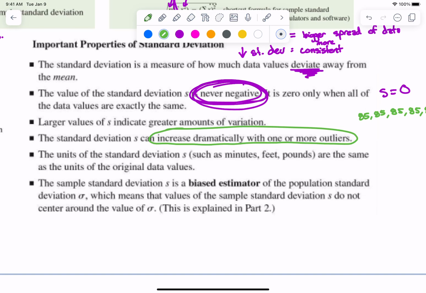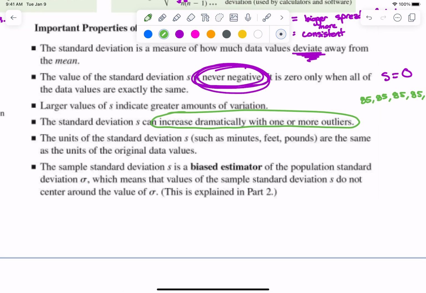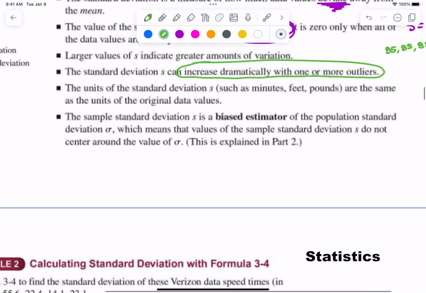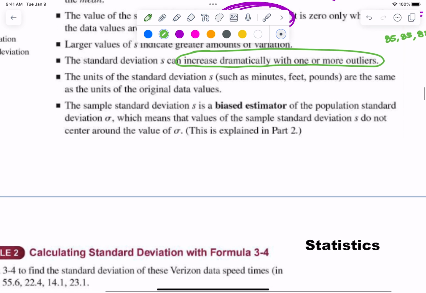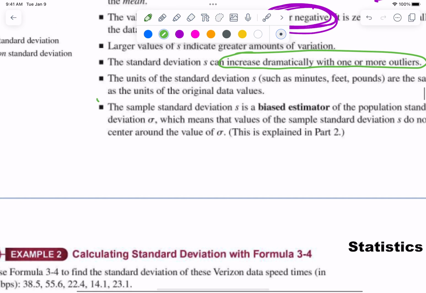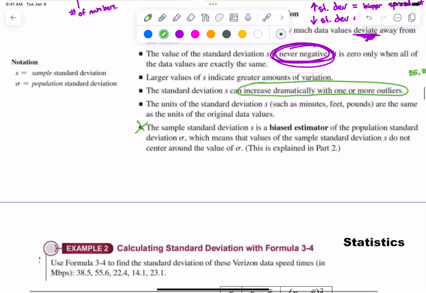Units of standard deviation are the same as the units in the original data values. So if I'm talking about feet, my standard deviation is in feet. If I'm talking about seconds, my standard deviation is in seconds, okay? And then, let's see. I'm not going to talk about the last bullet point yet. We'll come back to it, okay?